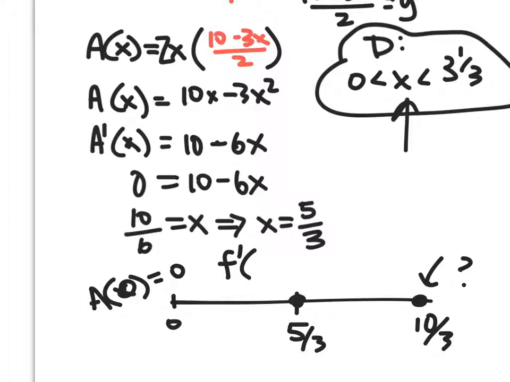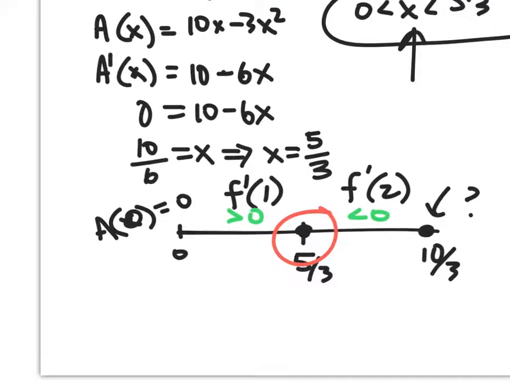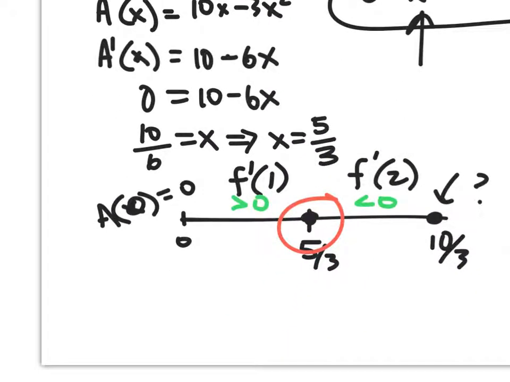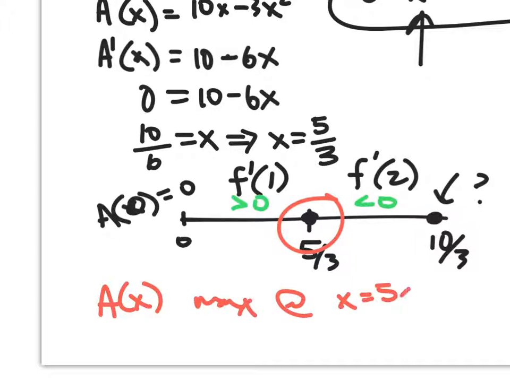All right, so I'm going to do f prime of, let's say, 1, and f prime of 2, and we'll figure out whether those are positive or negative. And it does look like this comes out greater than 0, and this comes out less than 0. Therefore, we can say that there is a maximum here at x equals 5/3. So the area function has a maximum at x equals 5/3.